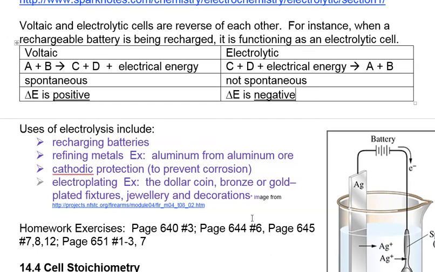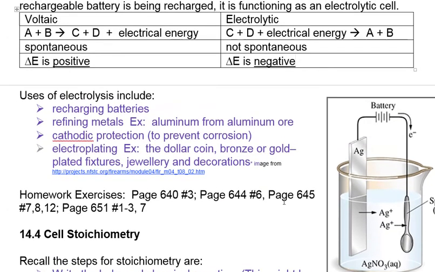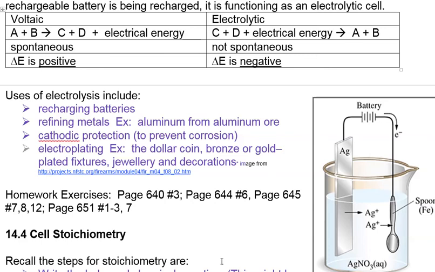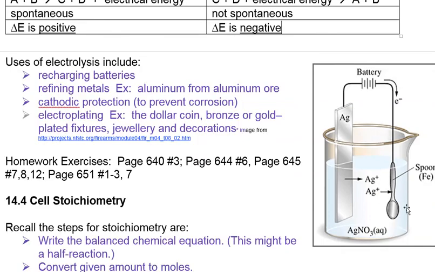Electroplating, so lots of things are electroplated. I gave a few examples here. Basically anything where they want to make it cheaper by having the interior be a less expensive metal, and then they coat it with a prettier or more expensive metal on the outside. So whether that's chrome on a bumper, or our dollar coin is electroplated. Many fixtures, jewelry, decorations, various things can be electroplated. In the example at the side there, we have an iron spoon or a steel spoon being plated with silver.